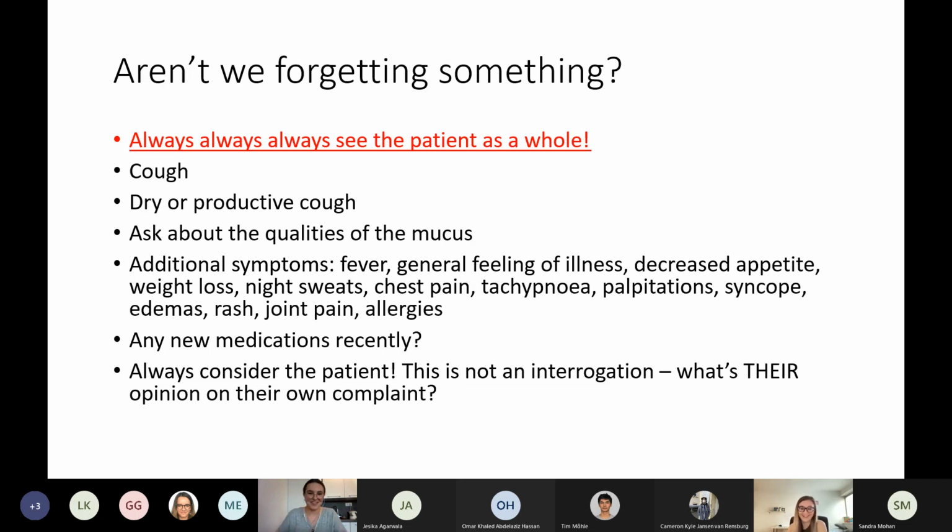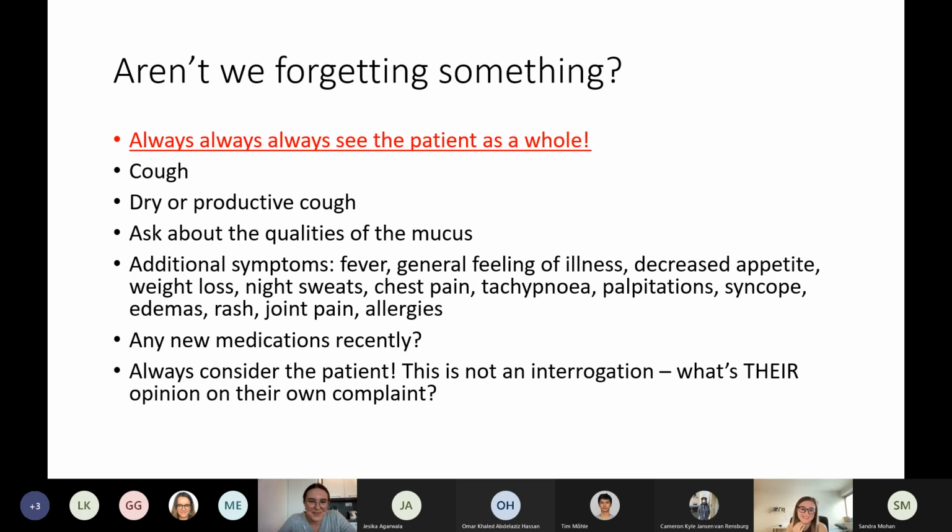That is confusing. Any edemas, rash, joint pain, allergies, and if they have had any new medications recently. For example, if a young female tells you that she recently started combined oral contraceptives, then you would be like, oh, pulmonary embolism again. This is just a lecture on pulmonary embolism.